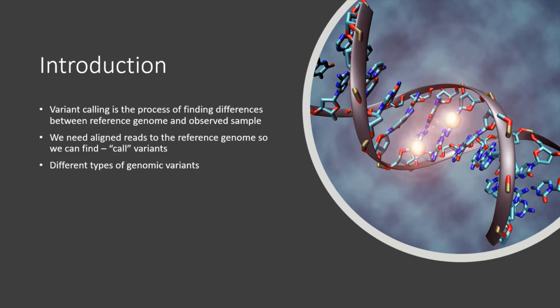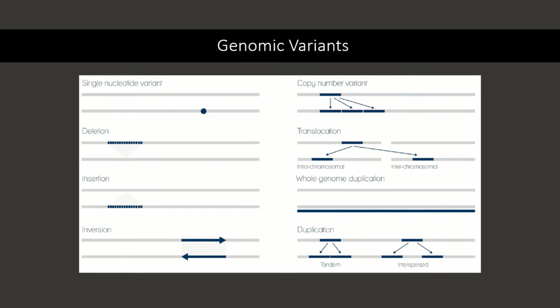To gain a better understanding of the algorithm, here is some introduction. Variant calling is the process of finding differences between the reference genome and the observed sample. There are many different types of genomic variants. Some are single nucleotide variants, insertions, deletions, but also larger ones like translocation or whole genome duplication. Some can be harmless, like longer eyelashes, but others can cause cancer, so we need to keep track of them.